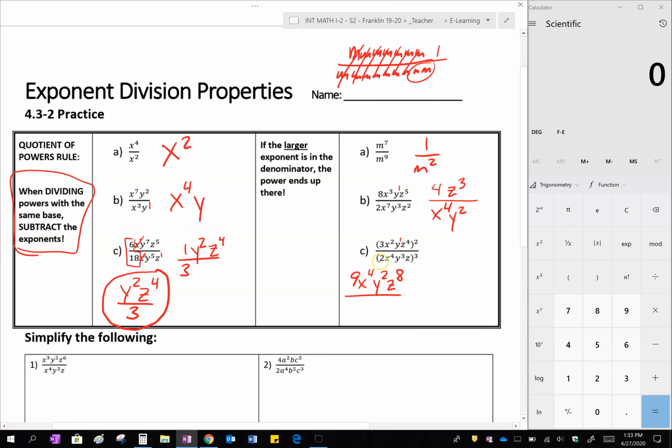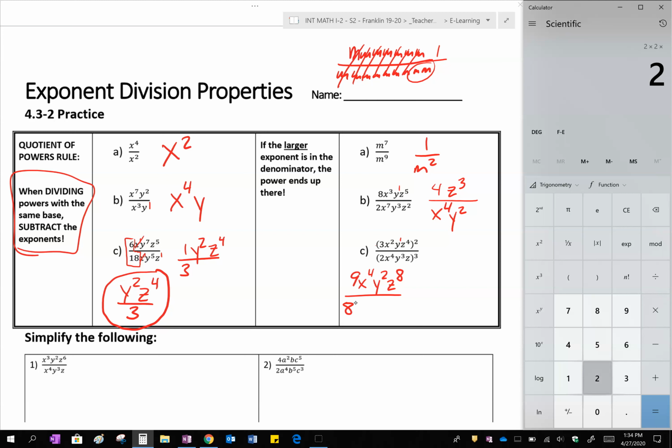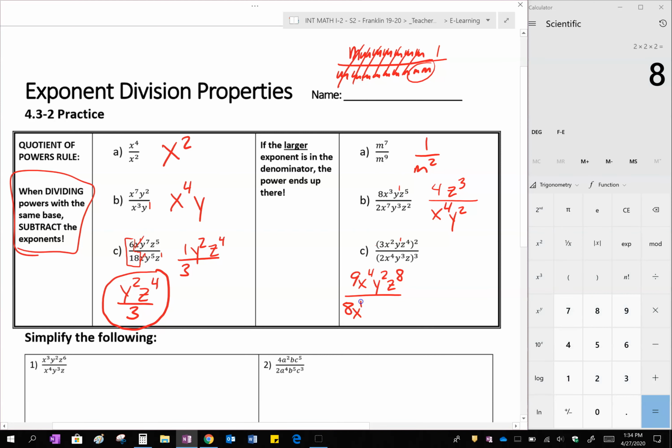And on the bottom, we have 2 to the 3rd power. So 2 times 2 times 2, that's 8, not 6. Don't do 2 times 3. It's 2 times 2 times 2. That's 8. And then x to the 4th to the 3rd, 4 times 3 is 12. So x to the 12th. Y, 3 times 3 is 9. And then z, 1 times 3 is 3. Then we can simplify 9 over 8.